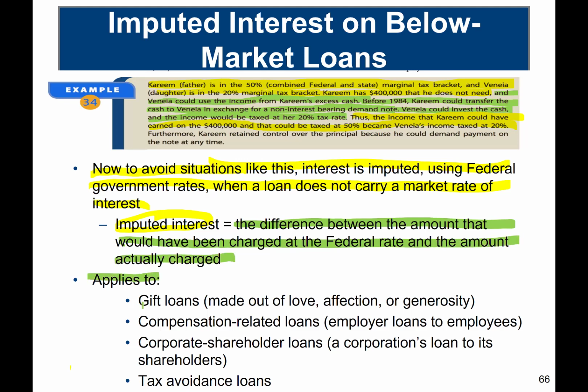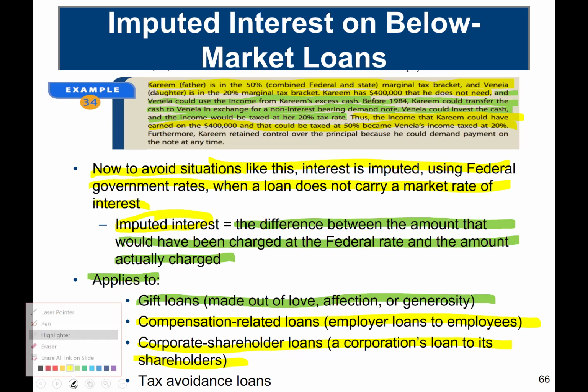Now it applies to gift loans made out of generosity, affection, love, whatever. These rules also apply to compensation-related loans between employer and employees, and to corporate shareholder loans, where we make loans to our shareholders. And then we could have tax avoidance loans, where we just make the loan to try to avoid the tax. I guess it could be love and affection between the daughter and the father up here.